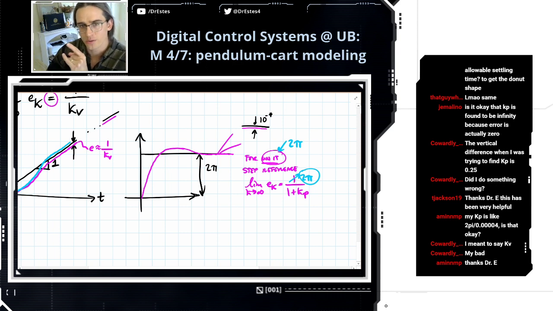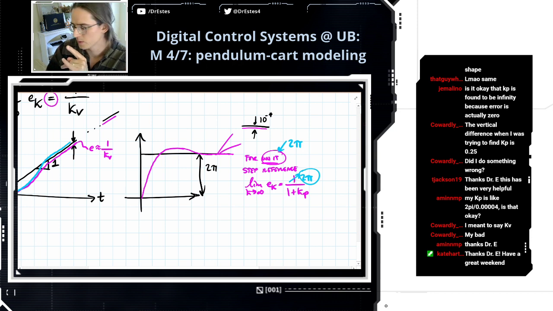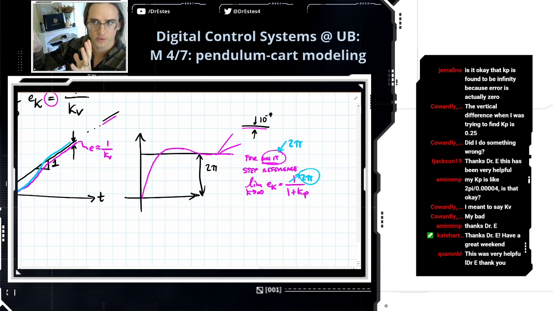Also, I'm going to upload a Google Doc where you can upload your controller parameters, and that'll be an easier way for me to pull them out and test them when we come to Monday.